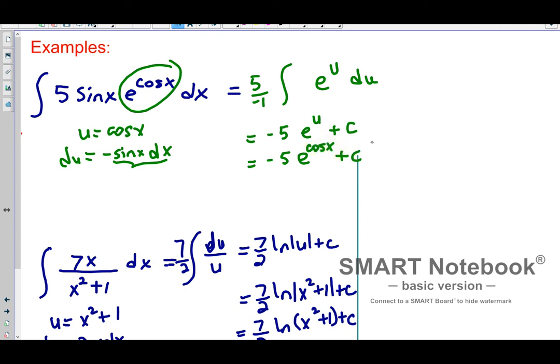So the answer is -5 e to the cosine x plus c. How can I check this? Differentiate it. Derivative of e to the cosine x is e to the u times u prime, right? So it'll be e to the cosine x times negative sine x. And negative sine x times -5 would give you the 5 sine x. So that's a very quick way to check it using the chain rule.